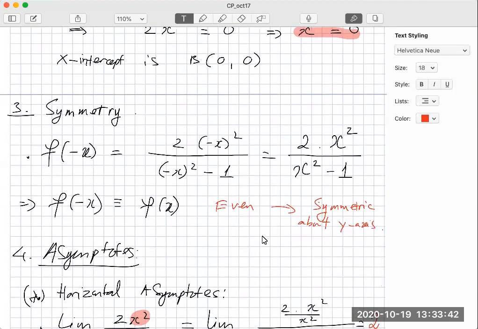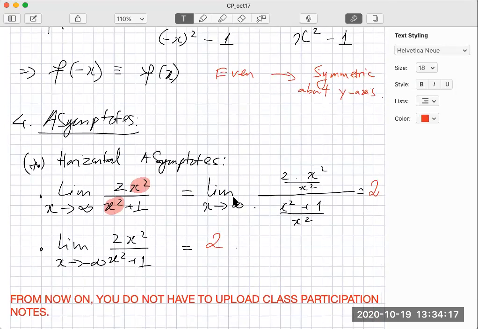Then we check the symmetry. If f of negative x is equal to f of x, then this is an even function. Therefore, it is symmetric about the y-axis. If it is odd, then it is symmetric about the origin. If it is neither even nor odd, then there's nothing special. Okay. We find the asymptotes. There are two types of asymptotes.